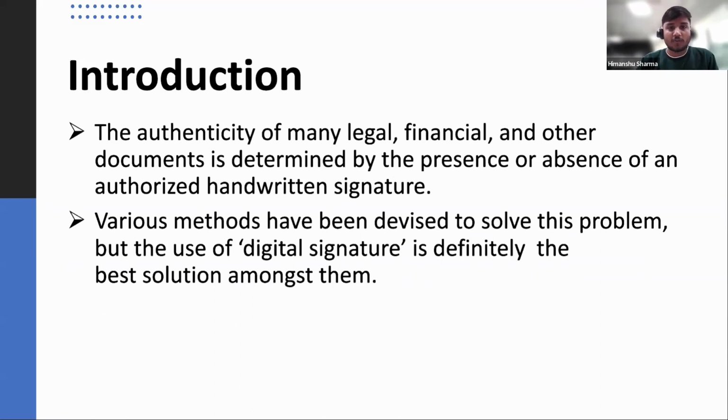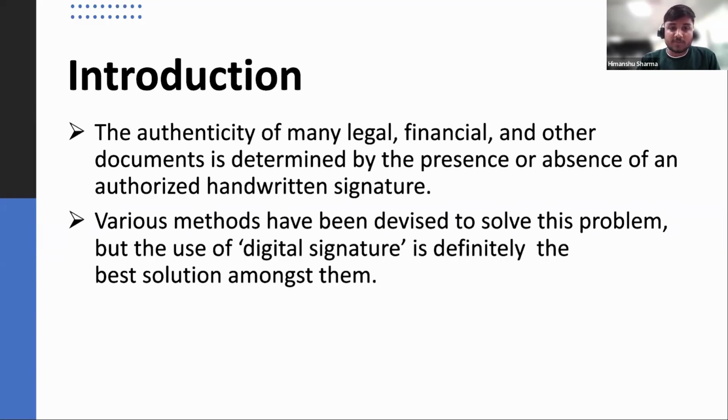The authenticity of many legal, financial and other documents is determined by the presence or absence of an authorized, handwritten signature. The recipient of the signed document can verify the claimed identity of the sender using the signature. Also, if the sender later refuses the content of the document, then the recipient can use the signature to prove the validity of the document.